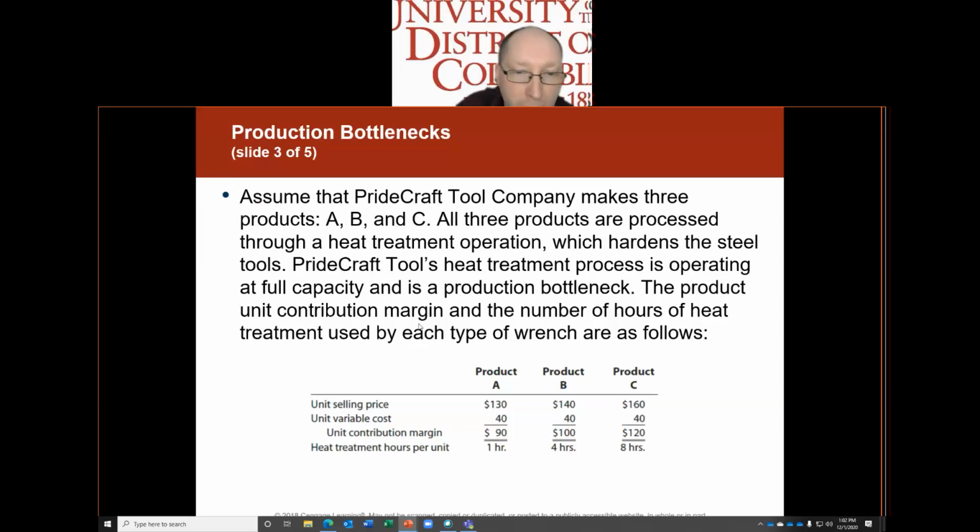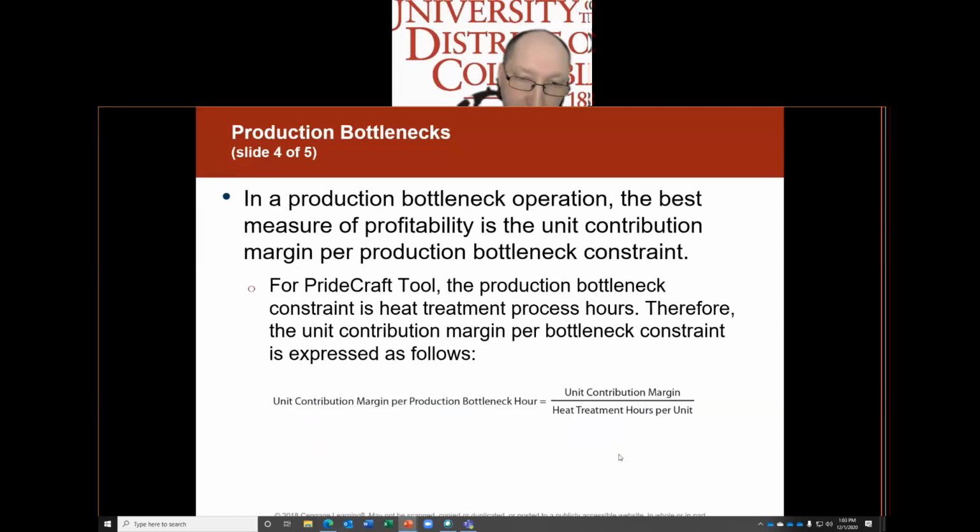In this example, this company sells 3 different types of products: product A, B, and C. Selling price per product, $130, $140, $160. Variable cost per unit, $40 for each one. Total contribution margin, $90, $100, $120. Remember, selling price minus variable cost equals contribution margin. The total number of hours it takes to produce each unit: 1 hour, 4 hours, 8 hours.